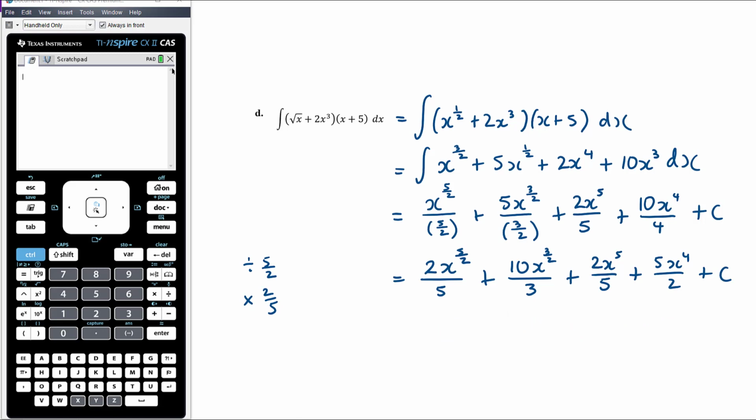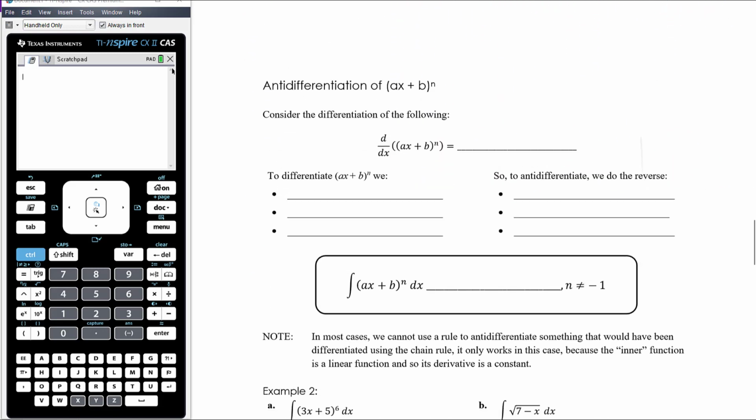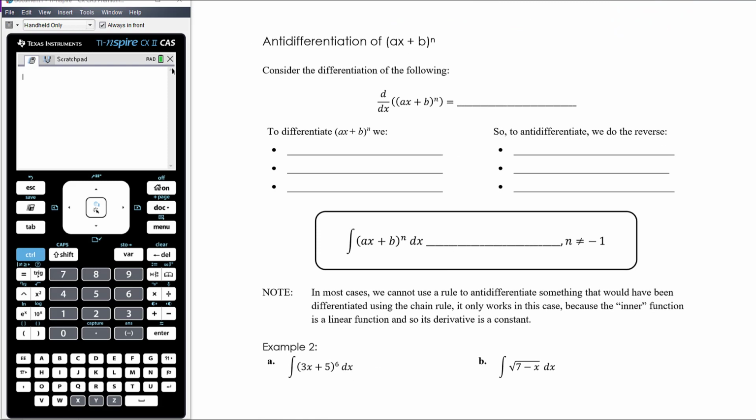Alright, next we want to look at generalizing that a bit further. So anti-differentiating ax plus b to the power of n. So we want to again start by thinking about how do we go about differentiating ax plus b to the power of n. And we know that differentiating something like this requires the chain rule.